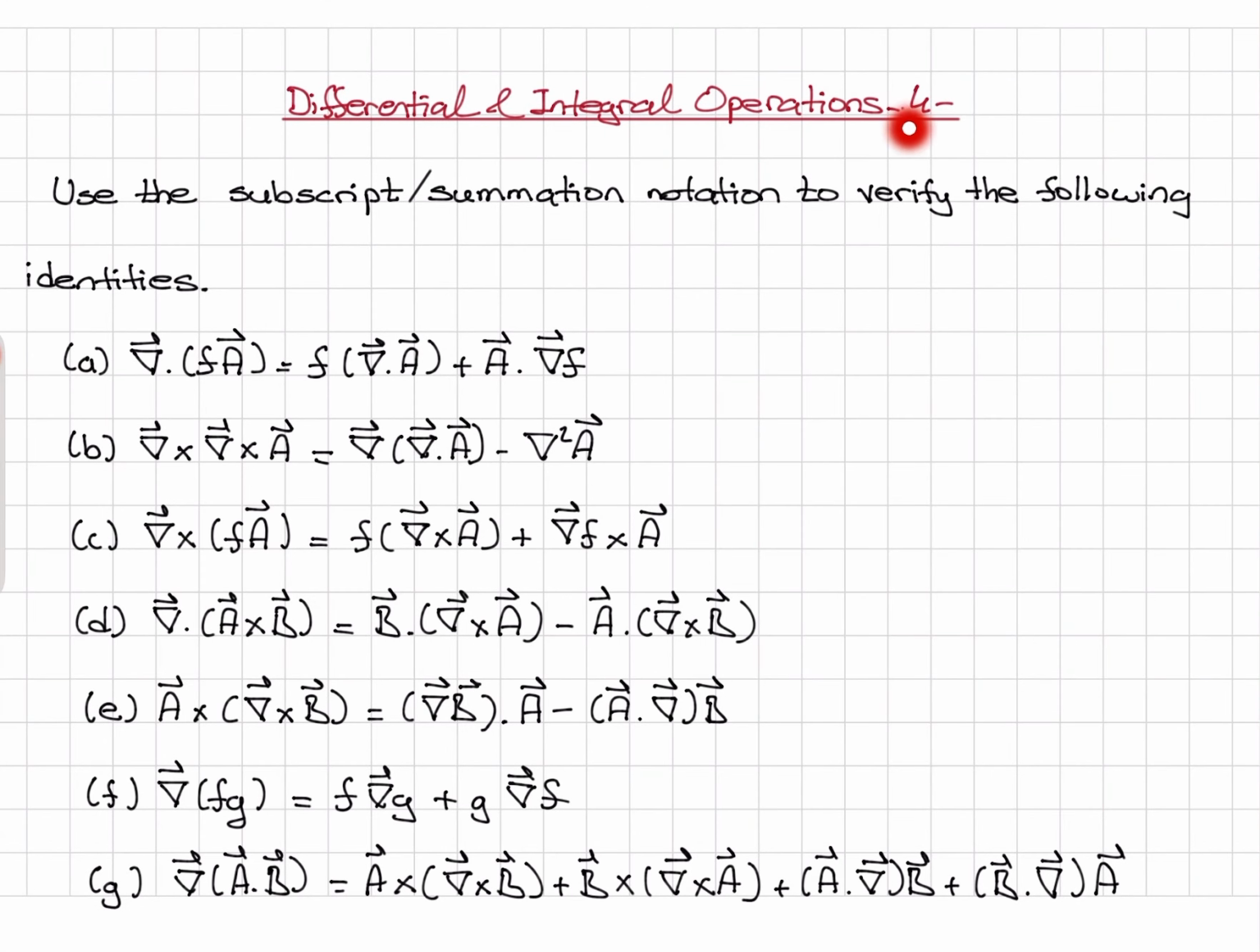Differential and integral operations 4. Use the subscript summation notation to verify the following identities. Part A. Divergence of a scalar function f multiplied by a vector a is f times divergence of a plus a dot product with gradient of f. And part B. Curl of a is gradient of the divergence of a minus Laplacian operator applied to vector A. So these are the two we will work on in this video.